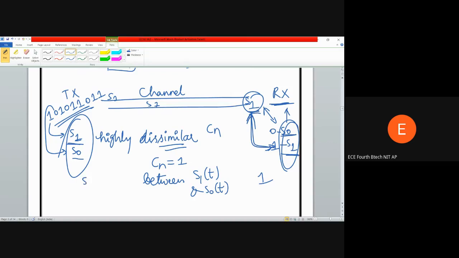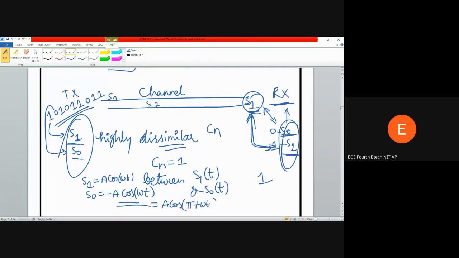I'll be using S1 as a sine or cos, A cos omega t, whereas S0 of t, I'll be using minus A cos omega t. And if you try to calculate the correlation between these two, you might be wondering, again I'm saying, what is this? This is equal to A cos pi plus omega t.